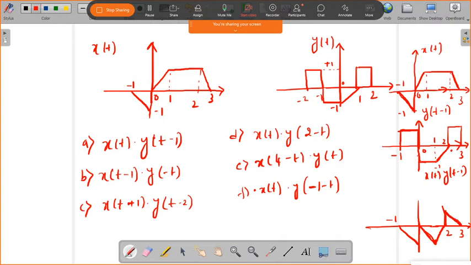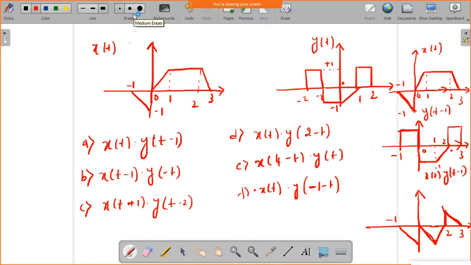Is there any doubt in this? This is your resultant signal, x of t into y of t minus 1. Is there any doubt? Hello? Anybody having any doubt?